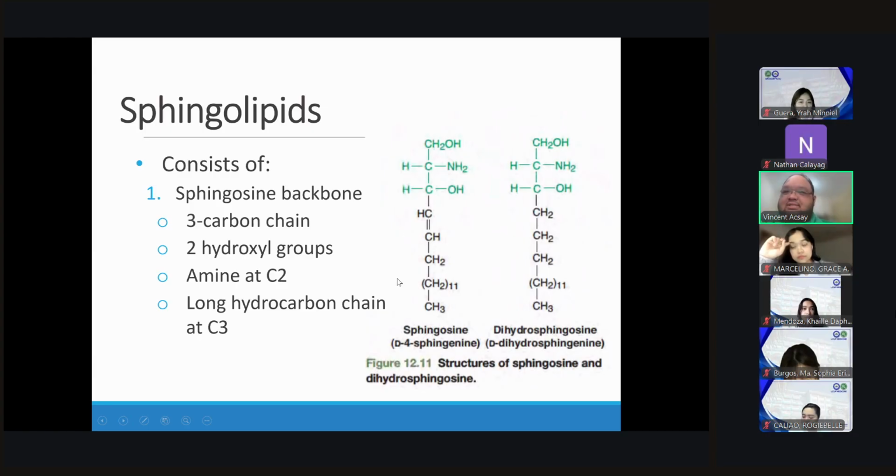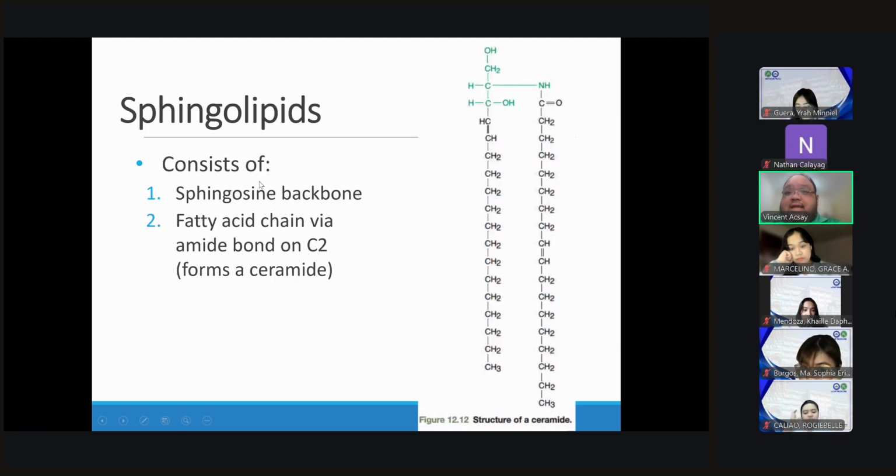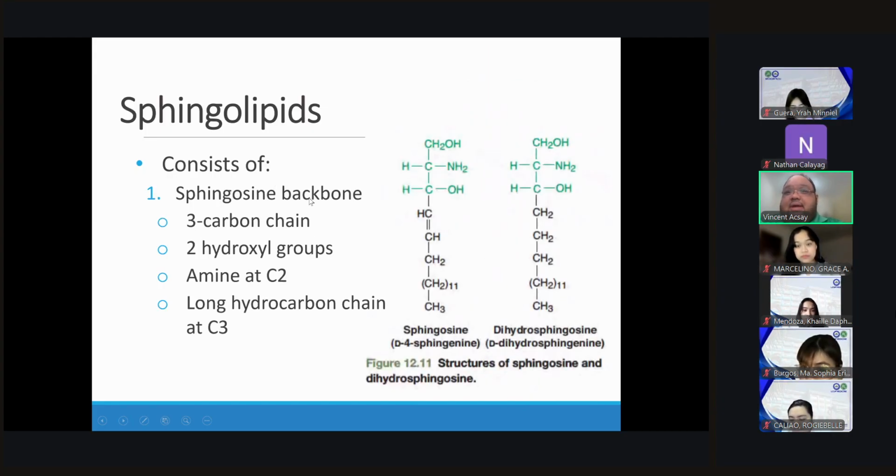So here is your base sphingosine, and then here is dihydrosphingosine, where the difference is there is no double bond between carbon 4 and carbon 5. What's more important here is it has the amine at C2 and a long carbon chain at C3. So that is your sphingosine backbone.